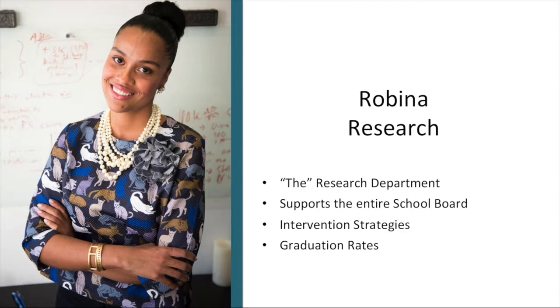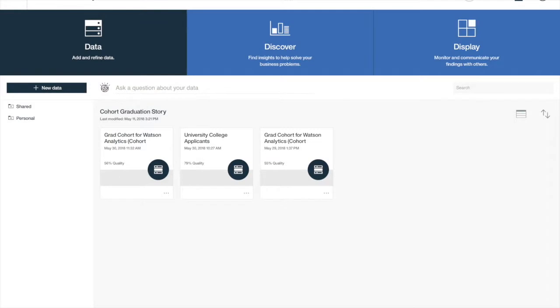Since the board is small and has limited resources, Robina has to be cognizant about where she spends her time. Her goal is to identify the strategies that are going to have the largest impact on student success. One of the tools Robina uses to support her analysis is Watson Analytics. Watson Analytics takes an unbiased approach to analyzing data directly from the Compass for Success data warehouse. It automatically identifies the underlying relationships and runs each scenario through a series of statistical tests to ensure that the predictions are significant.